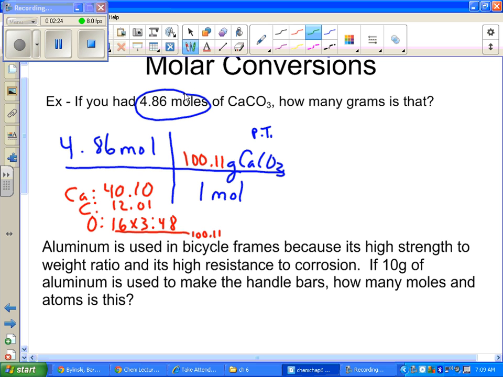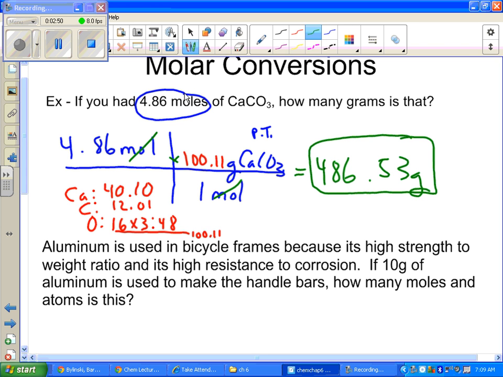Now you should notice that 2 units will cancel, the 2 moles, here and here. And then how do you solve this? You multiply. So 4.86 times 100.11 is equal to 486.53 grams. For now, regarding significant figures, we are just going to say 2 decimal places in your answer. Until you are more comfortable with conversions, I'm just making the statement 2 decimal places for your answers.